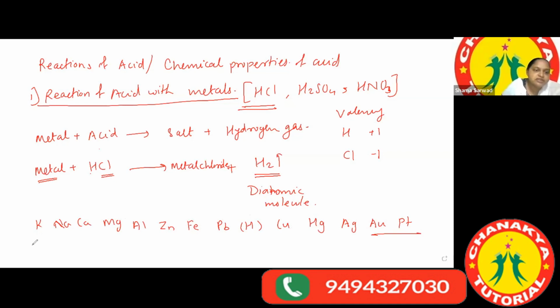Okay. So the valency for potassium is +1. For sodium it is also +1. Calcium is +2. Magnesium is +2. Aluminum is +3. Zinc is +2. Iron shows 2 valencies, either +2 or +3. Whenever it shows +2, it is called ferrous. And when it shows +3, it is called ferric.